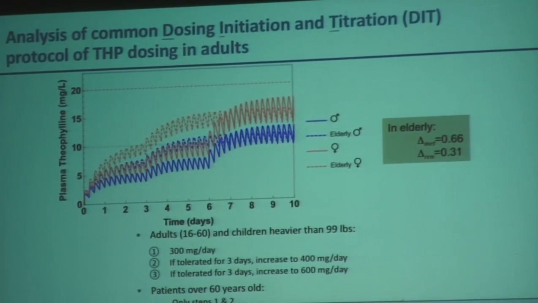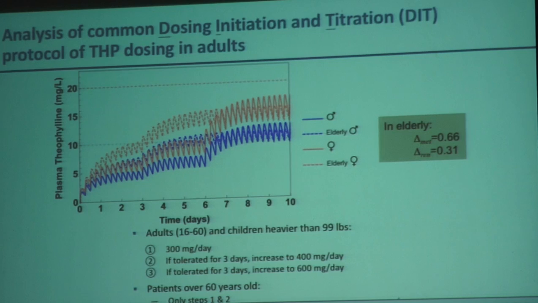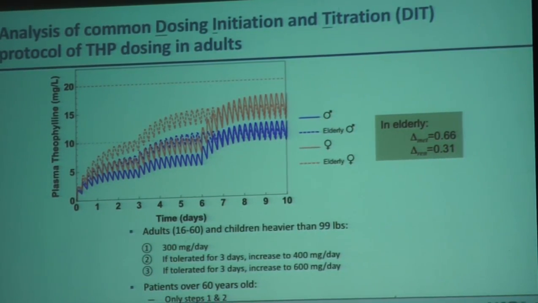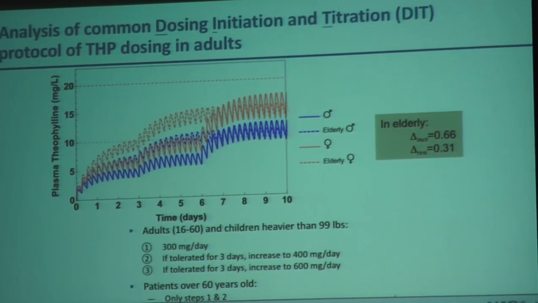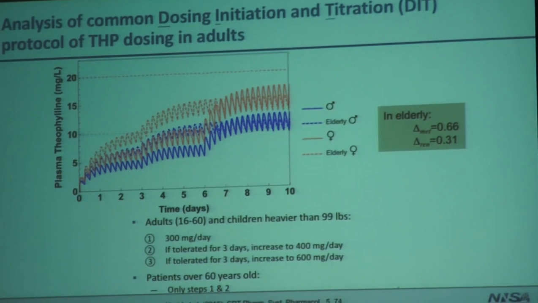And given this large variety, doctors have come up with a way of trying to avoid adverse drug reactions. They have developed what they call a dosing, initiation, and titration protocol. And how this works is, for patients, adults, 16 to 60, and any children that are heavier than 99 pounds, given today's kids, all of them are almost 99 pounds, so I guess everybody almost.